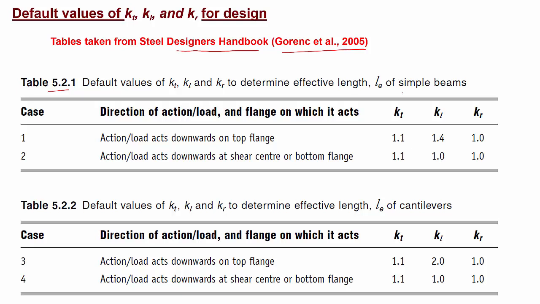If it is a simply supported beam, start with these K_T, K_L, and K_R factors. If it is a cantilever beam, start with these K_T, K_L, and K_R factors, then choose the section, and then come back and use the actual properties to find out the K_T, K_L, and K_R factors. So if you do not have the information of the section yet, use this table to estimate K_T, K_L, and K_R to help you in the design process. We'll see in the examples later on.